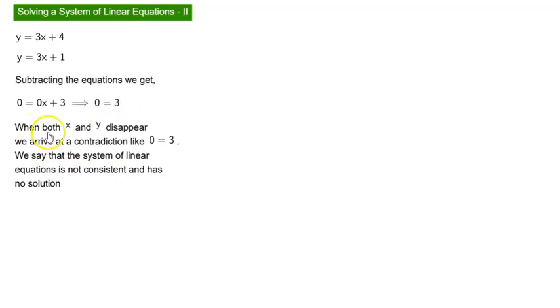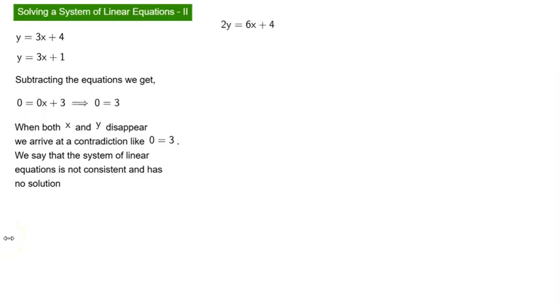So here, when both x and y disappear, we arrive at a contradiction like 0 equal to 3. We say that the system of linear equations is not consistent, which means it has no solution. Pretty straightforward. The moment you see x and y both disappearing together, that means they are inconsistent. It is an inconsistent system of linear equations.